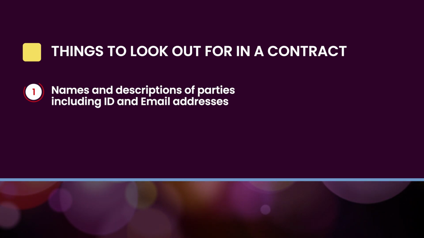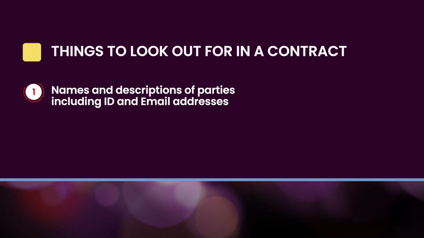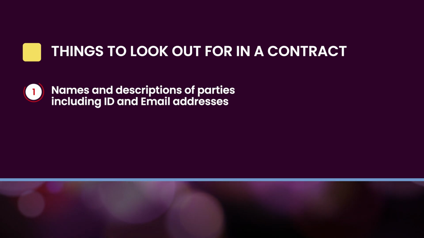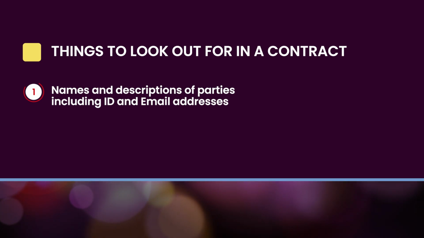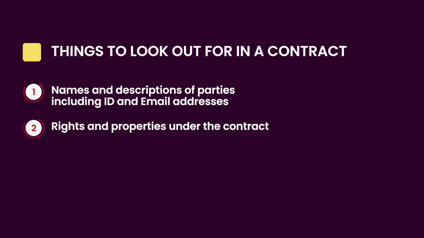And during this technologically advanced period, it is important that you include email addresses. Very few people even use postal addresses. So email address is important. The second thing is that you must clearly describe the rights and properties under the contract. What are the rights that the contract is dealing with? What are the rights that are being transferred from one party to the other, or what are the rights that are being licensed? It has to be very clear.